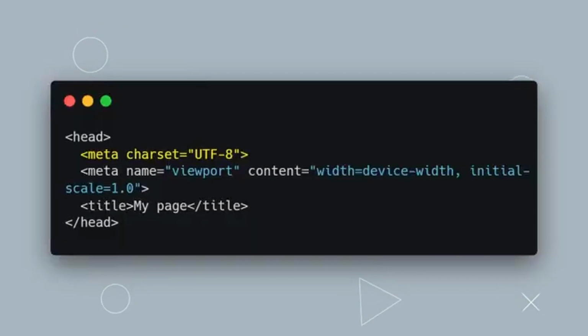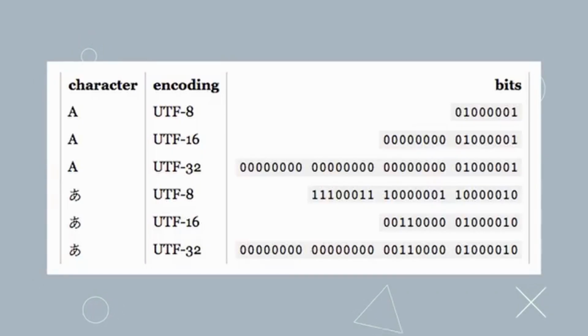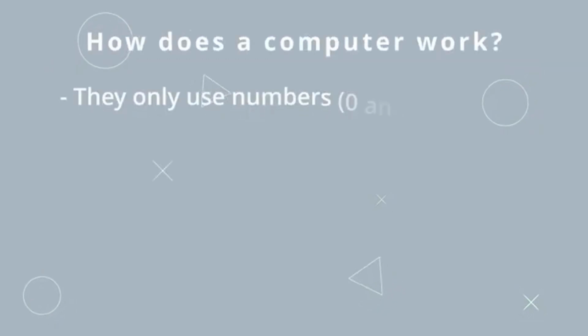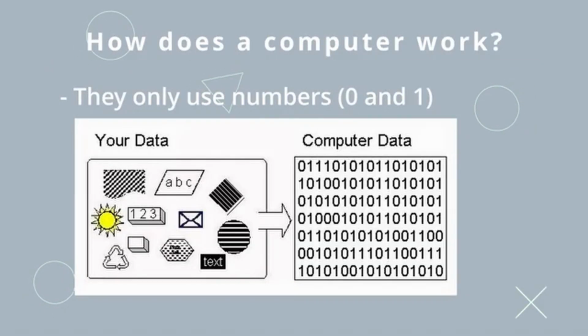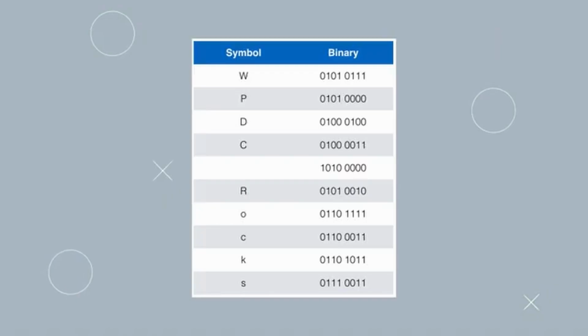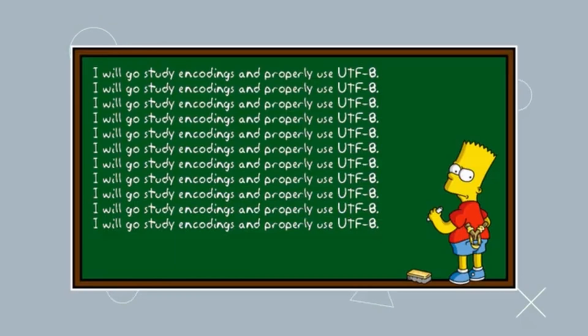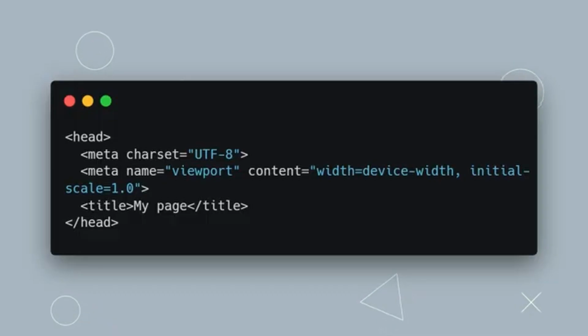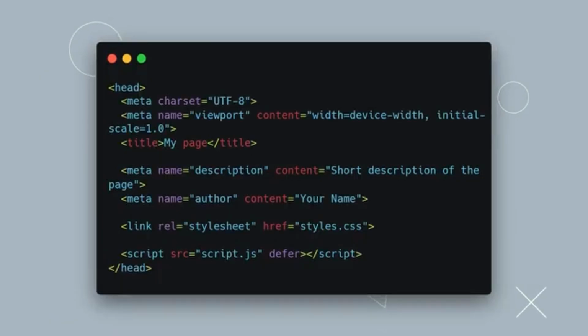Meta charset UTF-8 tells the browser to use UTF-8 character encoding, which supports most languages and symbols. Computers only work with numbers, specifically with zeros and ones. A character set is needed to translate those numbers into letters and those letters into numbers, symbols, or emojis. UTF-8 is the standard today because it supports almost every language and almost every character. Those were the tags you basically need on every single website. So let's take a look at some important ones you will use pretty often.